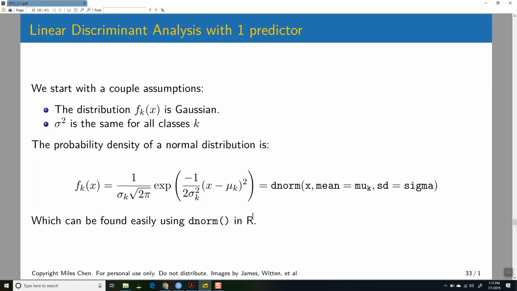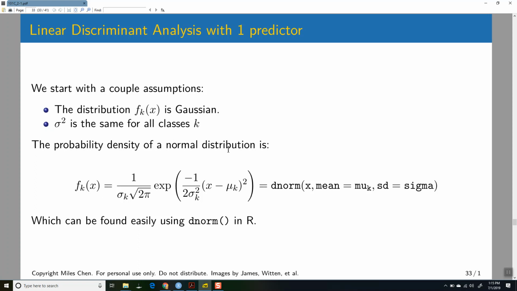All right, so the big assumptions that we make is that the density function is Gaussian, okay? We're going to assume it's a normal distribution. And the other big assumption is that the variance is going to be the same for all k classes. So those are 2 big assumptions.